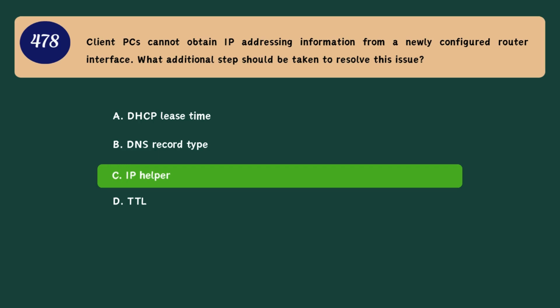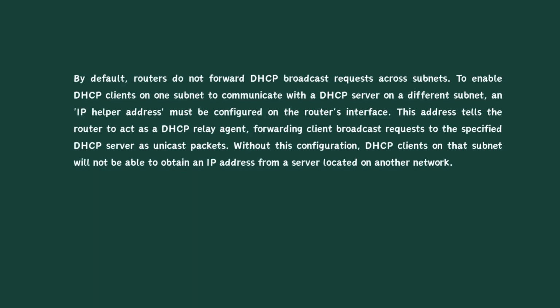Correct answer. C. IP helper. By default, routers do not forward DHCP broadcast requests across subnets. To enable DHCP clients on one subnet to communicate with a DHCP server on a different subnet, an IP helper address must be configured on the router's interface. This address tells the router to act as a DHCP relay agent, forwarding client broadcast requests to the specified DHCP server as unicast packets. Without this configuration, DHCP clients on that subnet will not be able to obtain an IP address from a server located on another network.